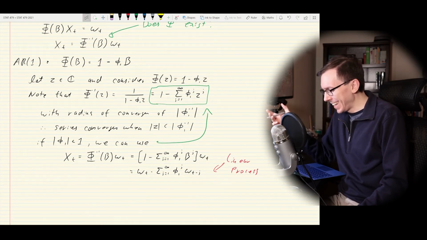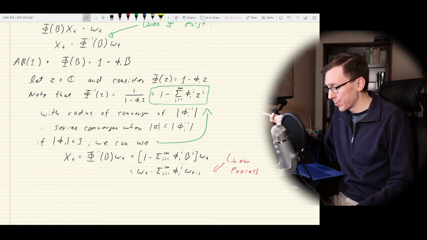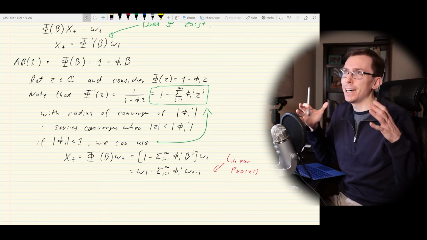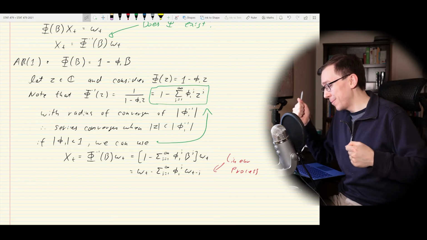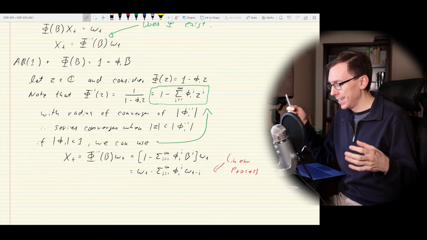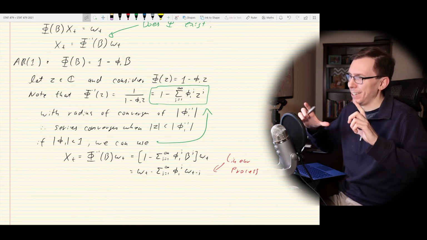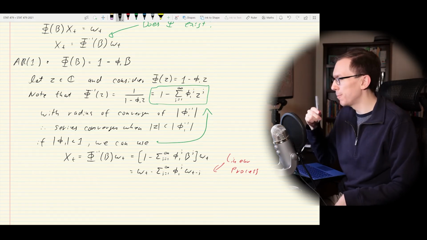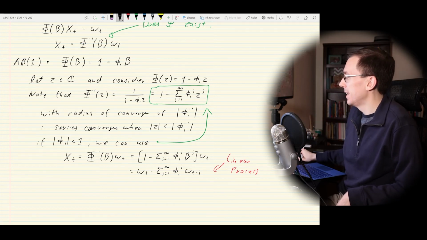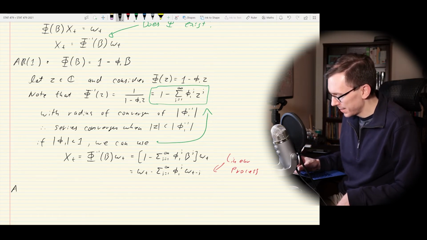Again, this is a lot of craziness with the idea of using complex numbers. But what we're really doing is saying that if we take this polynomial phi and shove in a complex number z, then we can determine whether or not this inverse exists, or at least what it looks like as a series, assuming z is smaller than the radius of convergence. Now, we can extend this to the AR(p) process.